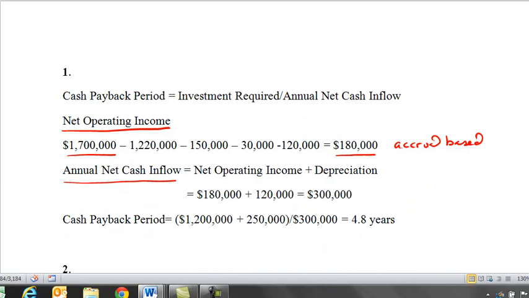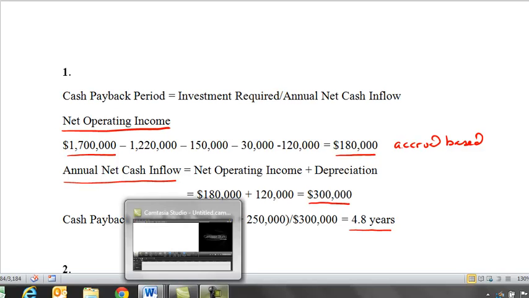So therefore, our payback period is the initial investment of $1,200,000 plus the working capital of $250,000, which is a total of $1,450,000, divided by the annual net cash inflow of $300,000, which again was taking the net operating income and adding back depreciation to get the $300,000. So when we do the formula, our payback period is 4.8 years.